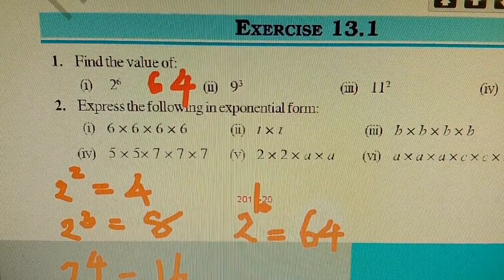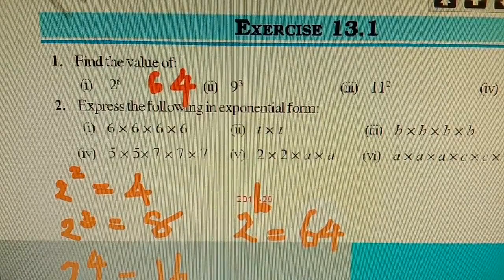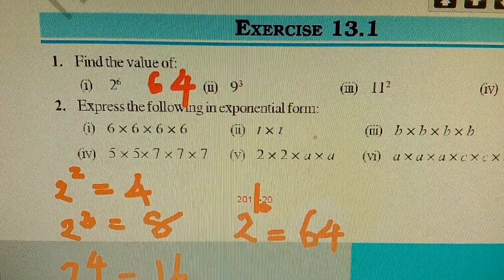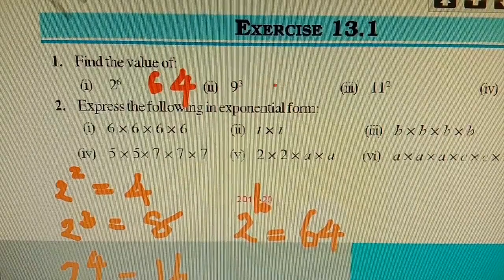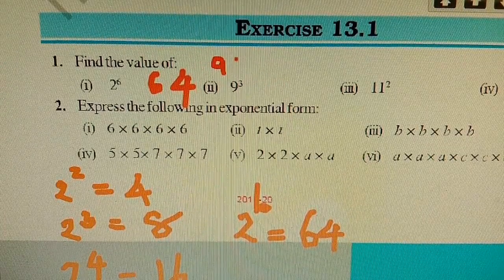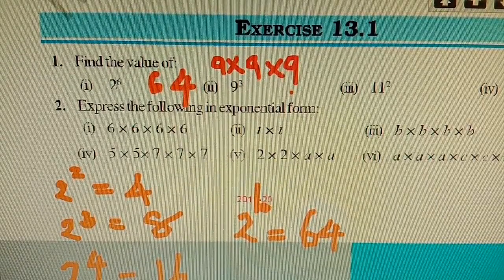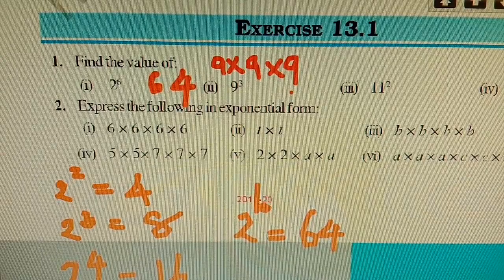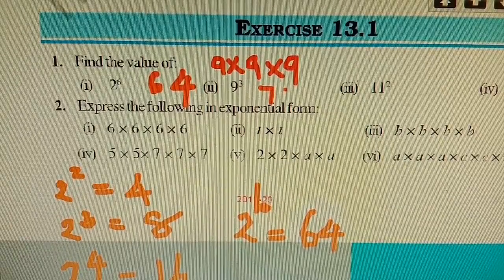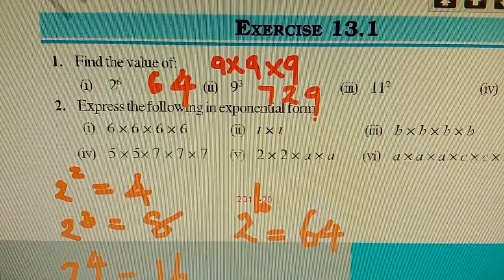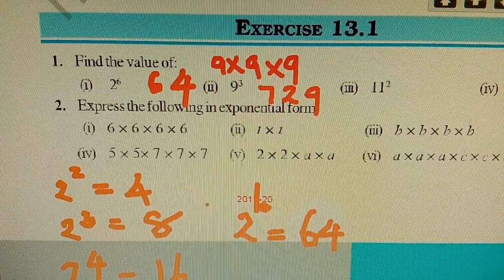Okay. Now the next question, 9 to the power of 3. That means 9 multiplied 3 times. So we know 9 times 9, 81. 81 times 9. What is 81 times 9? That is 729. So the answer is 729.